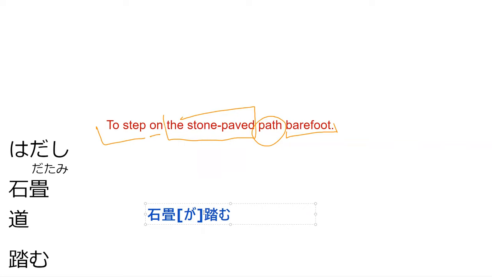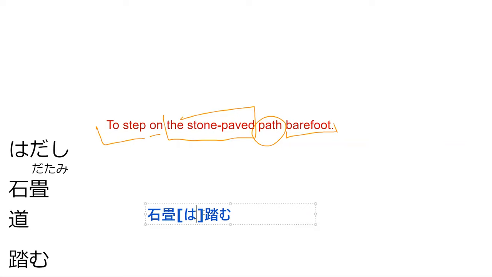So, sadly, that's not really right. Because fumu, to step on, conveys intent. You attempted to step on. You were like, oh, I'm moving my feet right now. I'm doing the stepping. So instead, the particle wa should be o. It could be wa if you want to be dramatic. So I stepped on the stone paved floor. It wasn't made out of wood or something.